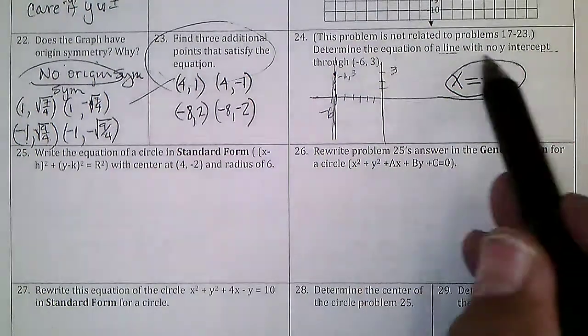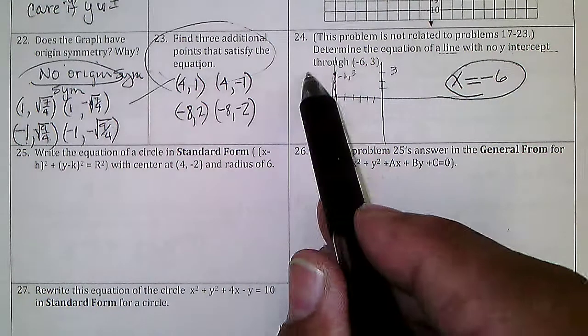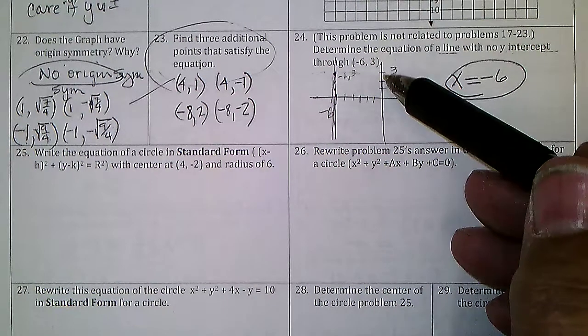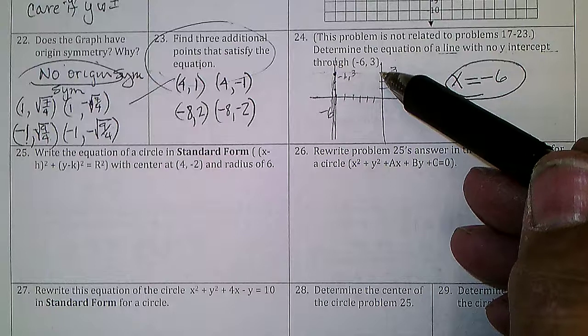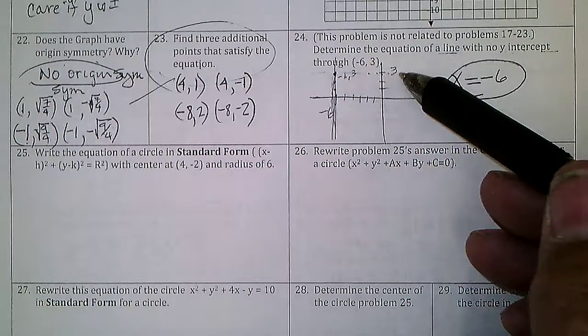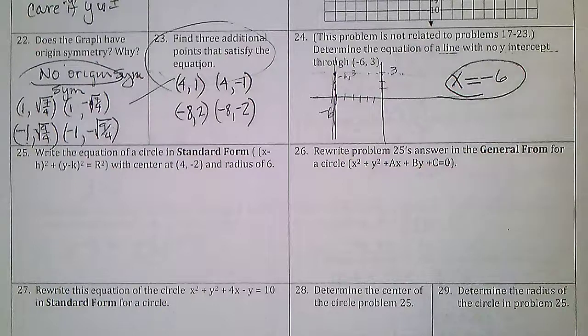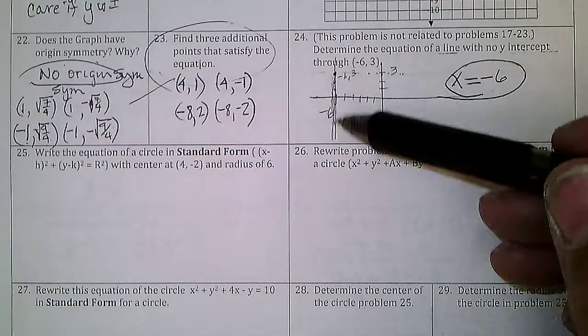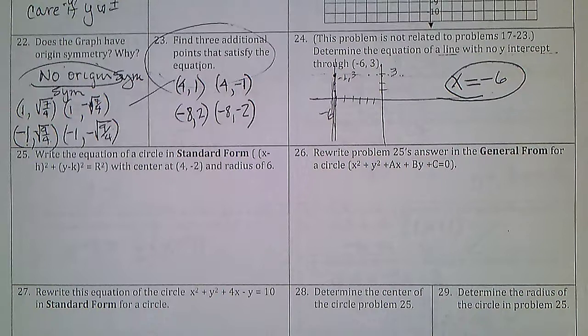That's the equation of a vertical line. Now, if it said no x-intercept, then it would go this way, and the equation would be y is always 3, because on this line, the y-coordinate is always 3. And so it would be y equals 3. But this was this way because it doesn't touch the y-axis. So the x is always -6.